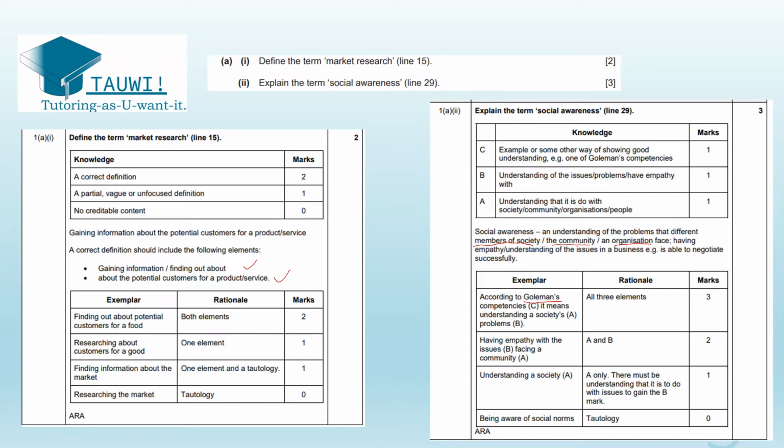I just want to look at other papers that I've got. Yeah, the first question is always define and explain. So definition and explanation. And remember, the explanation can start with a definition as well.